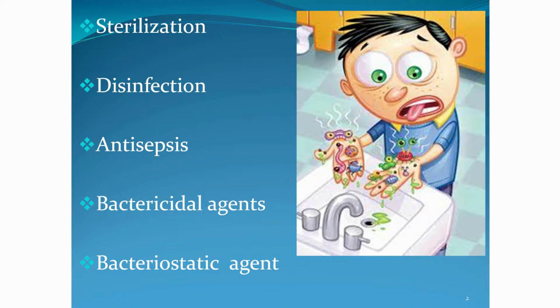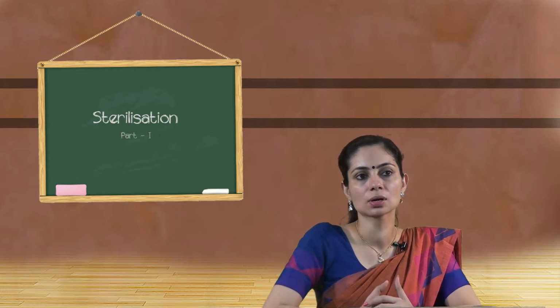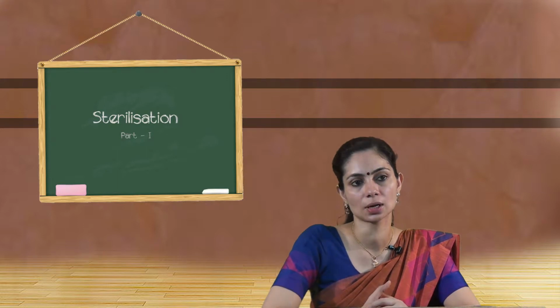Then antiseptic. An antiseptic agent is something which you can apply on the skin safely. It can be used on living tissue. So we have three different terms: sterilization, disinfection and antiseptic agent.